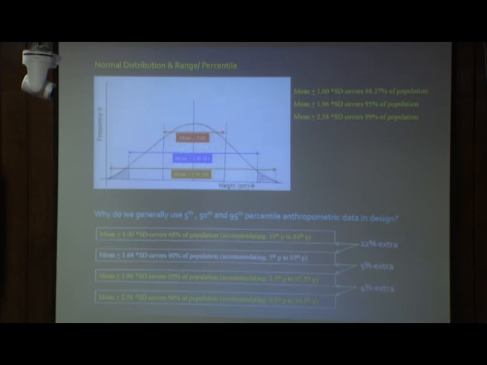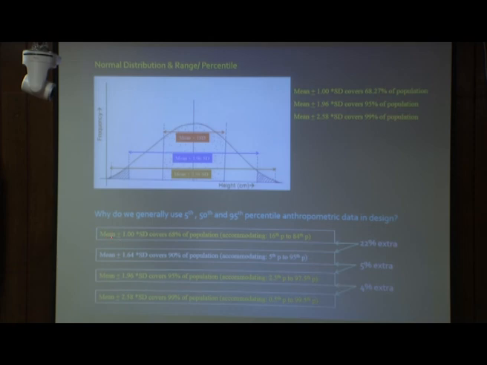So we can easily calculate. How to calculate the 95th percentile data? If the data set follows a normal distribution, then with the mean value, if we add 1.64 times SD, we get the 95th percentile value. Mean value minus 1.64 SD gives the 5th percentile value. So within this range, mean plus minus 1.64 SD, we are covering from the 5th percentile to the 95th percentile. In between these two percentiles, 90% of the population is covered.